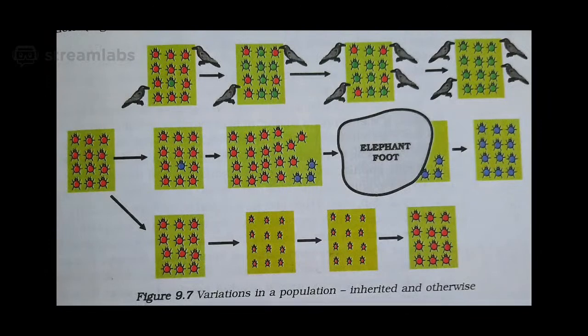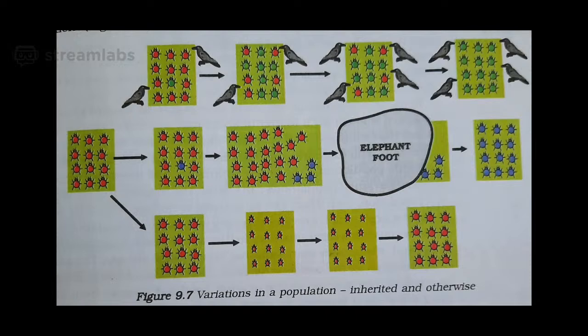Now you look at the last one. Only blue beetles were increased because all red were killed by the elephant foot. Accidentally, blue were survived. And here there is no problem of the crows, so blue were developing a lot.